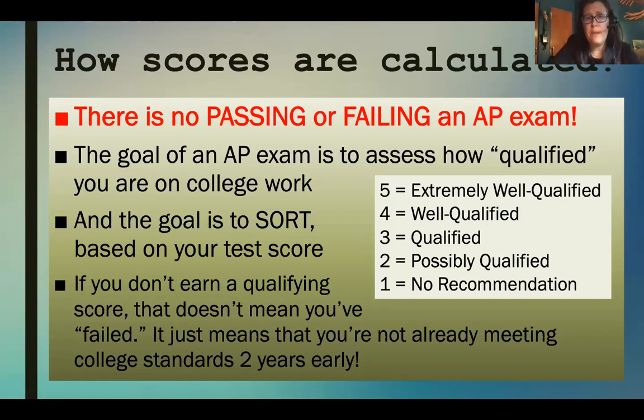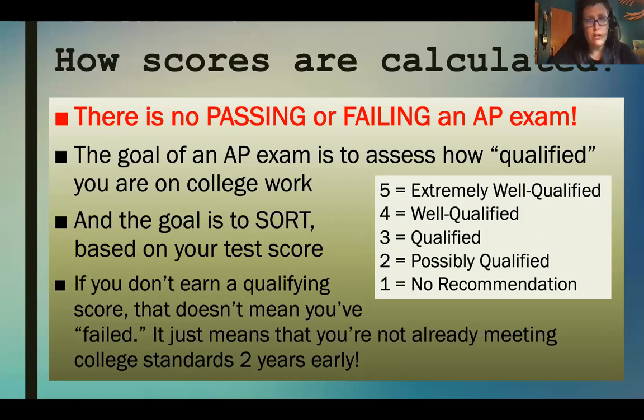Because the goal of an AP exam isn't to pass or fail you. It's to assess how qualified you are on college work. Basically, it's looking at, as of now in 11th grade, how qualified are you to be doing college work? Are you meeting the expectations of college work 2 years early? And so students earning a 5 are designated as extremely well qualified. Students earning a 4 are designated as well qualified.